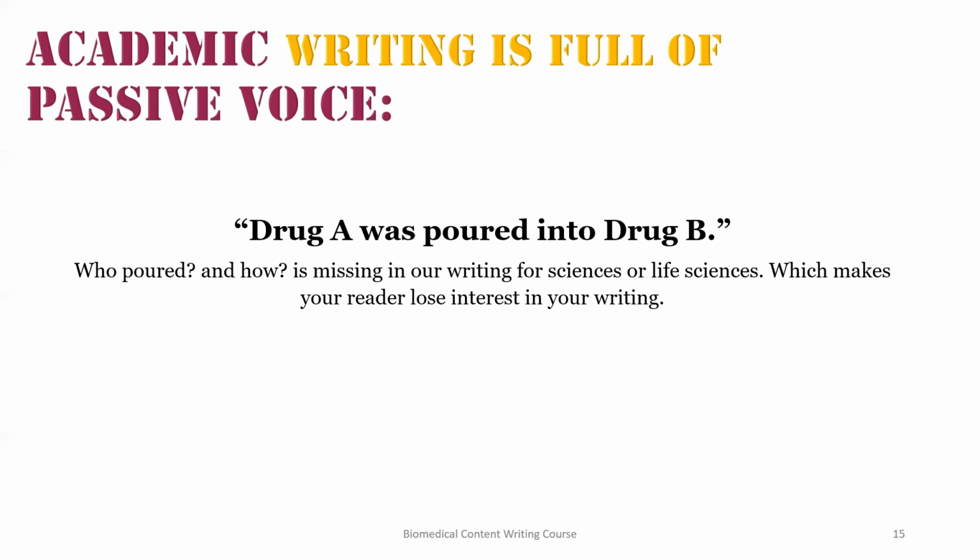Now, who poured that chemical? If you write that I took drug A, poured it into drug B, and I made the solution 10 ml, now that becomes more engaging and more direct to the reader, and the reader finds it interesting. But if you say that drug A was poured into drug B, but who poured that drug and how it was done and what happened, if that is missing from your writing for the sciences or the life sciences, that makes your reader lose interest in your writing.